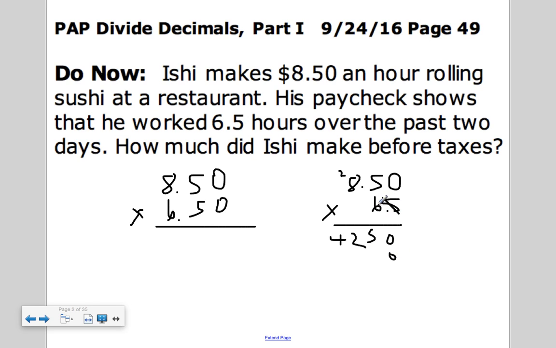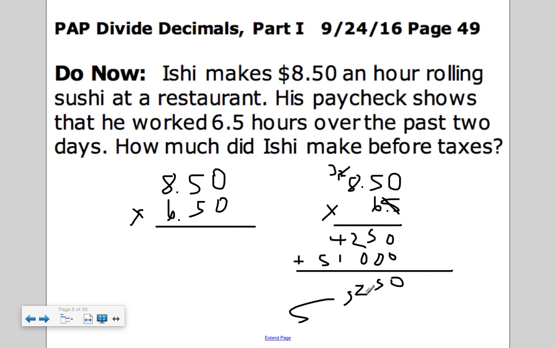Now working on the tens place. 6 times 0 is 0. 6 times 5 is 30. Carry the 3. 6 times 8 is 48 plus 3 is 51. If I add these 2 rows of numbers, I will get 0, 5, 2, 5, 5.